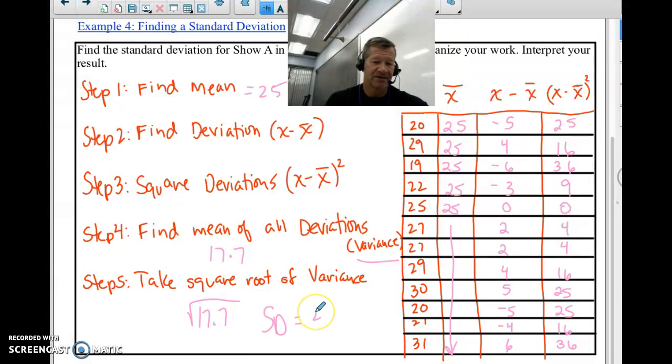Now that standard deviation tells me the typical age difference from the mean, so all these ages are about 4.2 years away from the mean. That's about how far each age is from the mean. And there we go. You now know how to find standard deviation. In class, we're going to learn how to do this on our calculators completely, okay?